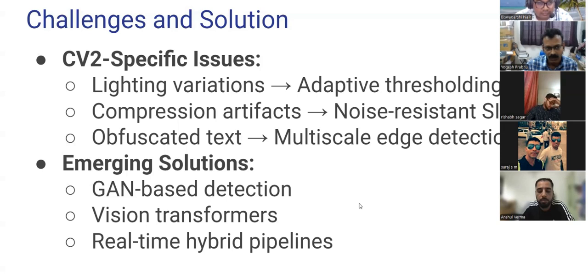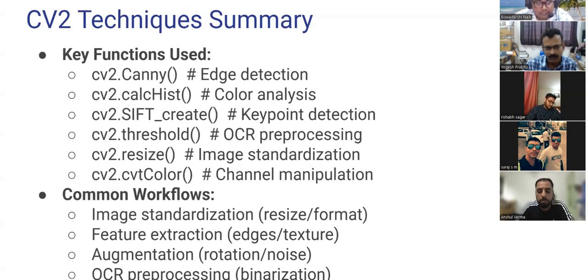Then vision transformers. Unlike CNN, vision transformers analyze the image as a sequence of patches and use an attention mechanism to capture long-range dependencies. At last, the real-time hybrid pipelines, which use a combination of both OCR and deep learning. So we extract the text using OCR and analyze that text and the visual patterns using the CNN or the vision transformers. Next slide, please.